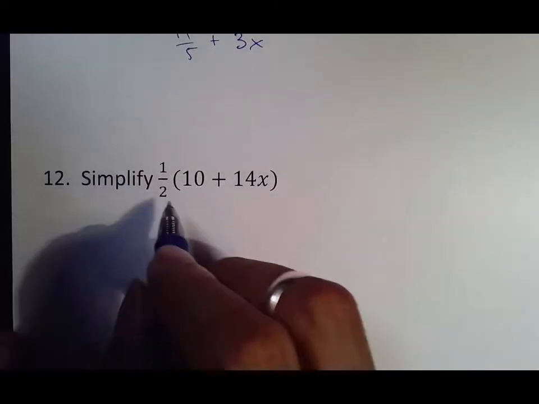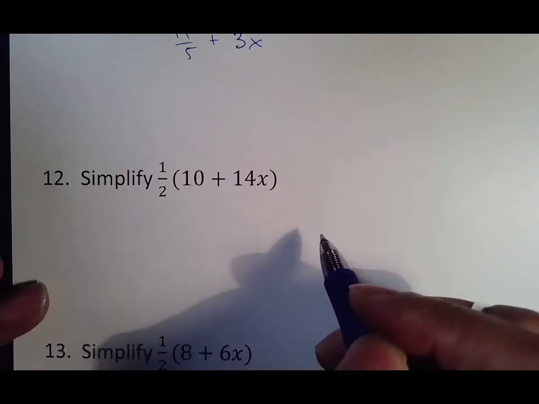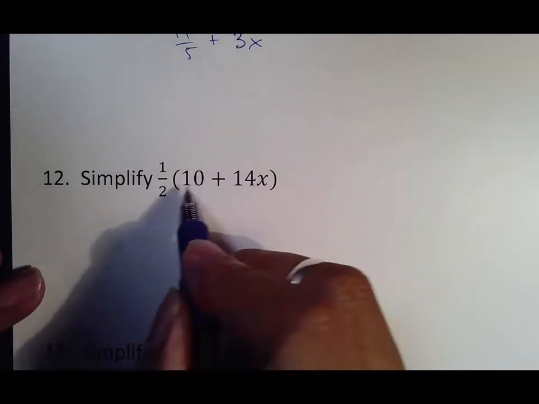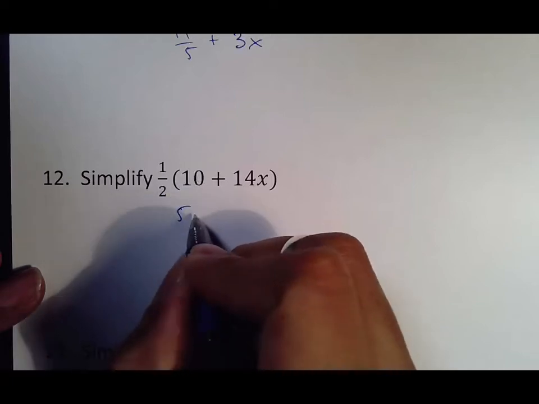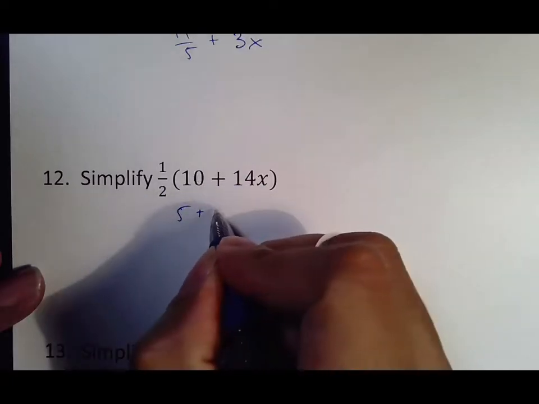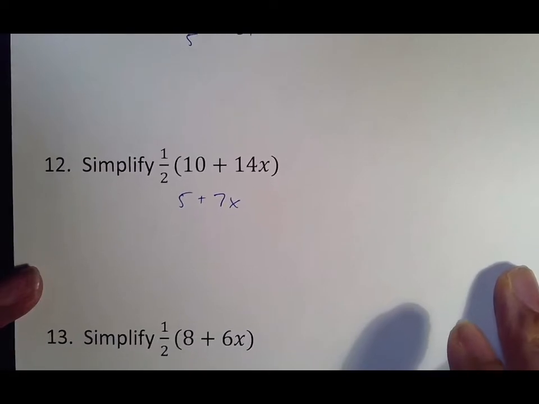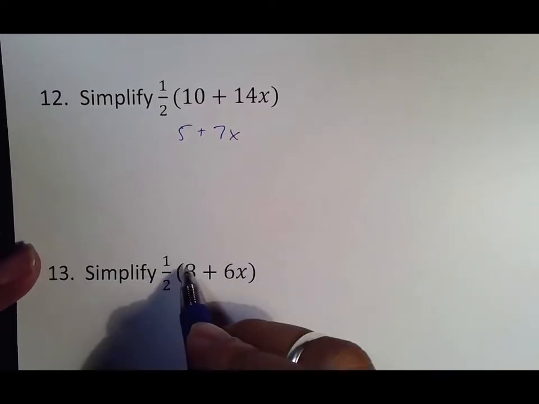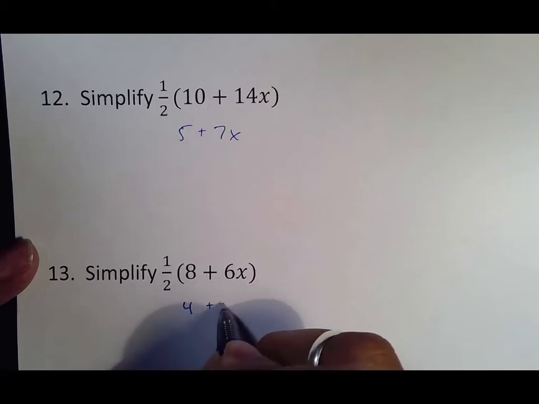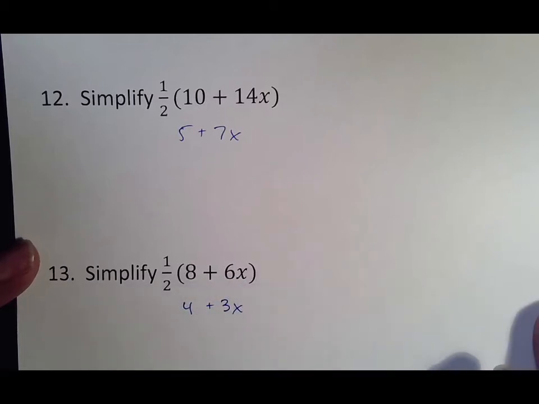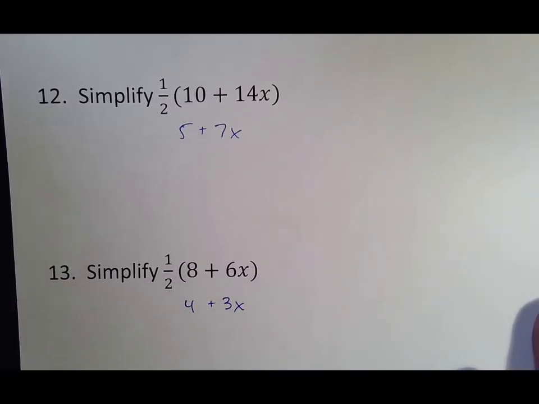The next one has a 1/2 or something like that. Again, it divides into both. So again, 1/2 into 10. I can do 10 divided by 2, which is 5. I can do 14 divided by 2, which is 7. And that's that. Again, I can do 8 divided by 2, which is 4. I can do 6 divided by 2, which is 3. And that would be my answer.